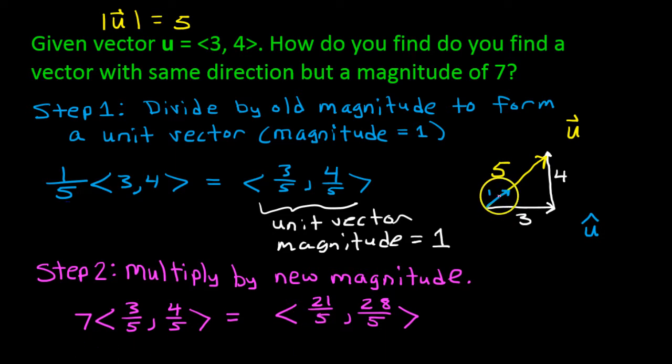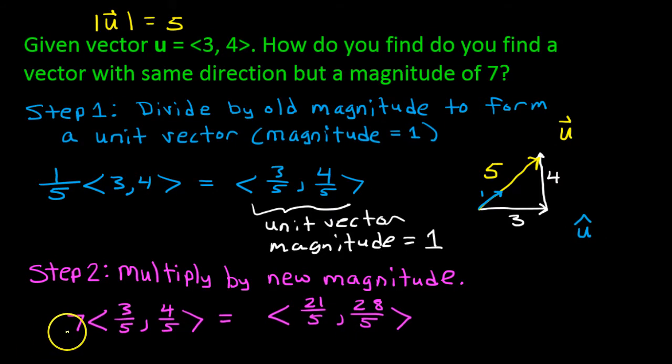So taking this little unit vector and multiplying it by 7 is just making it 7 times as long in the same direction. So now we have a new vector that has magnitude 7 that's in the same direction, and that's what this is. Now just for fun, let's check the magnitude and see if it really is 7.